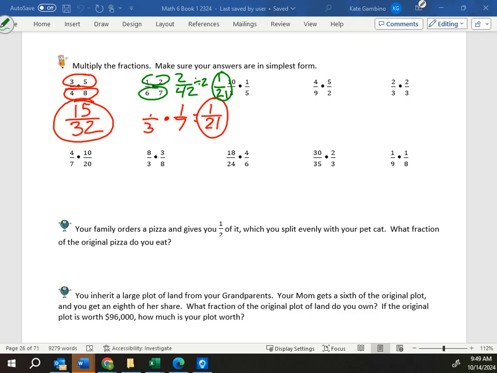What happens if we don't cross-simplify is we end up with bigger numbers that we have to simplify. You're working with a 42 in there, that's a big number. If we cross-simplify first, we're simplifying the smaller fraction, so we end with a smaller fraction. You don't have to cross-simplify first. You can multiply across and then simplify, but you have to keep in mind it's going to sometimes be bigger numbers that we work with. Any questions on that?